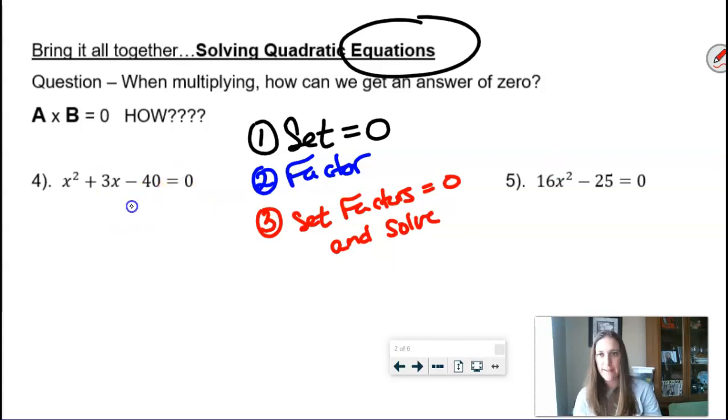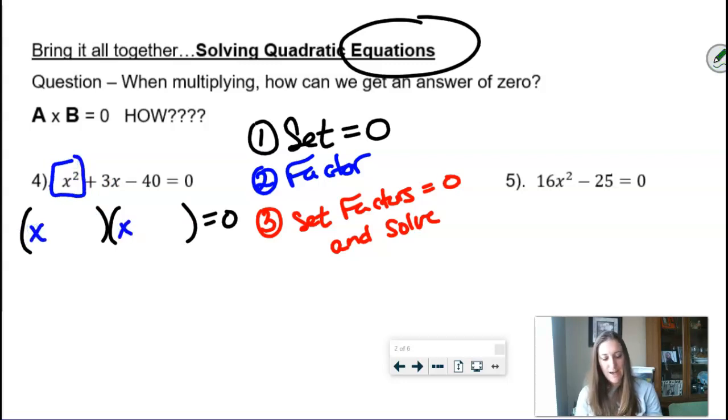So step 1, it's already set equal to 0. Step 2, factor. Well, there are no common factors, and it is a trinomial. So we're going to do that guess and check thing, but this one doesn't take a whole lot of guessing. At the beginning of my trinomial, what times what gives me x squared? That has to be an x and an x. And then at the end of my trinomial, something times something gives me negative 40.